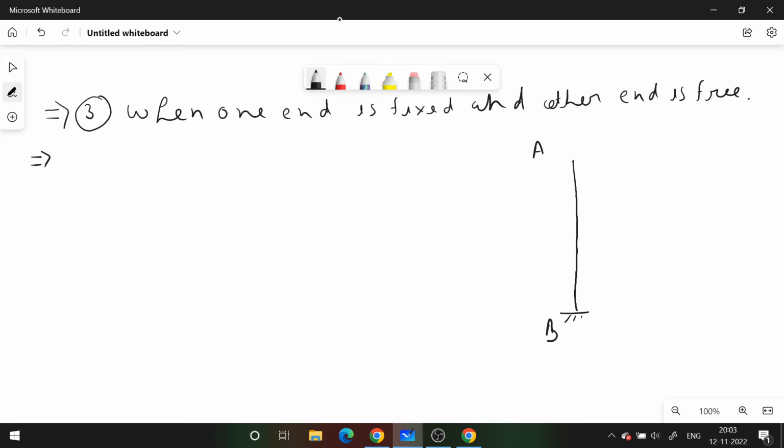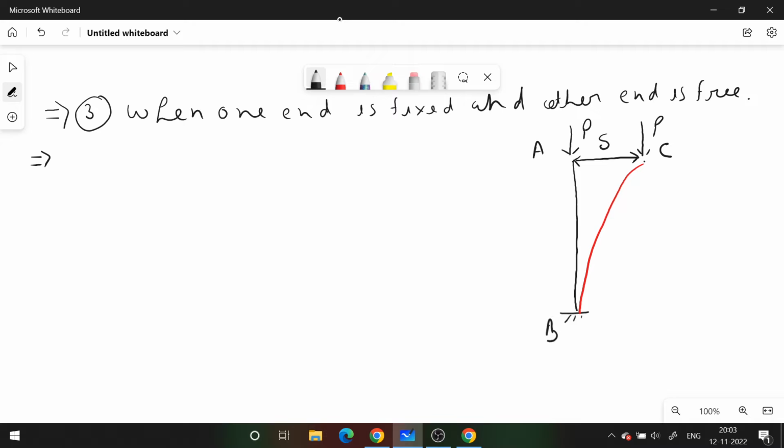A crippling load of magnitude P is applied at its free end. Due to this crippling load, the column is deflected to the point C, and the total displacement of the point A is delta.